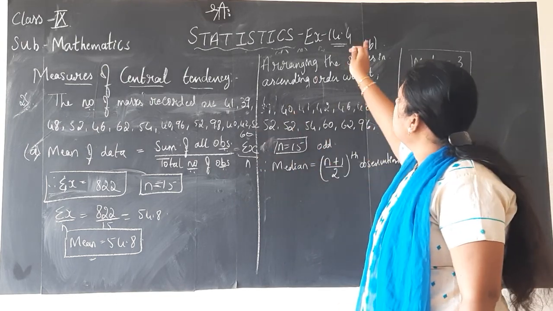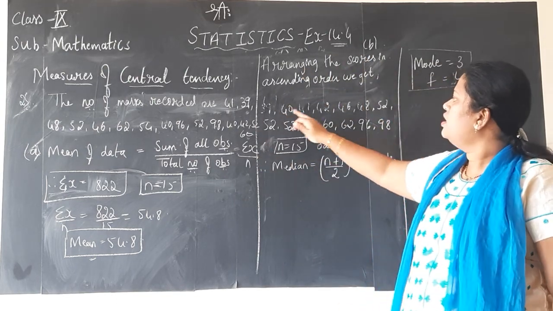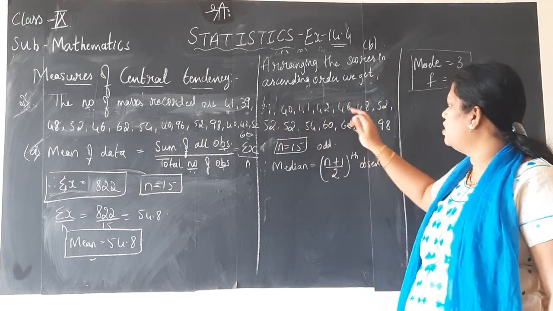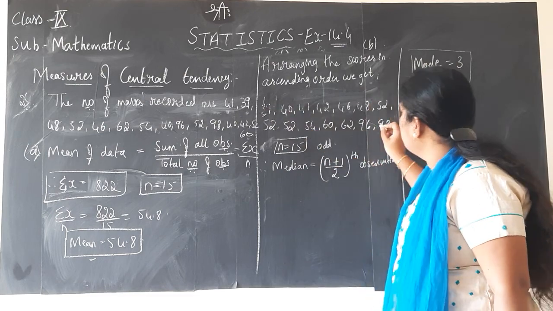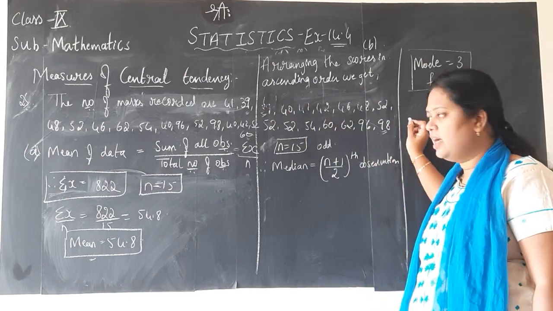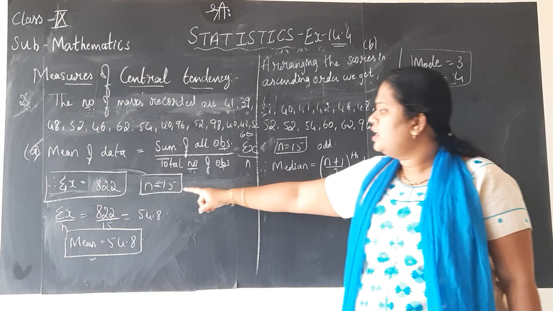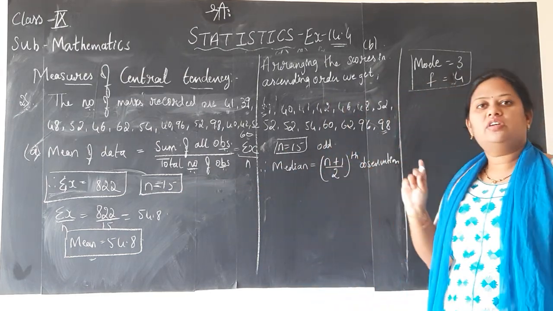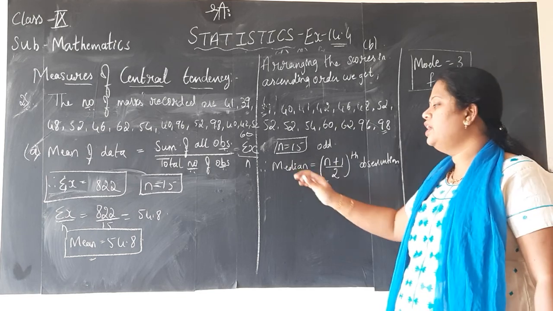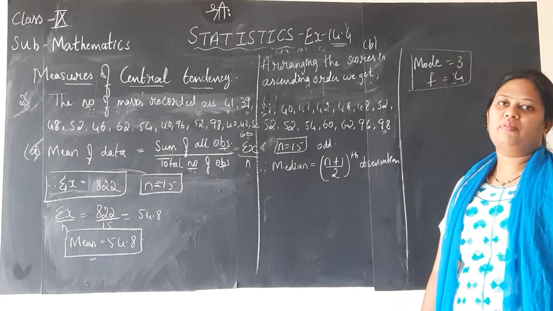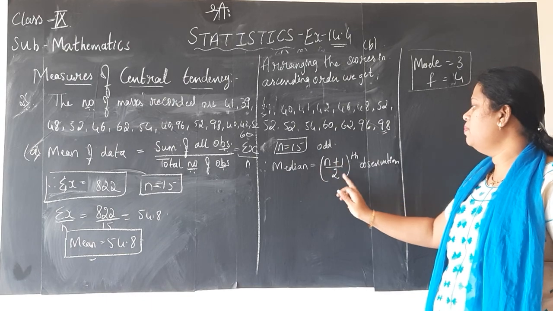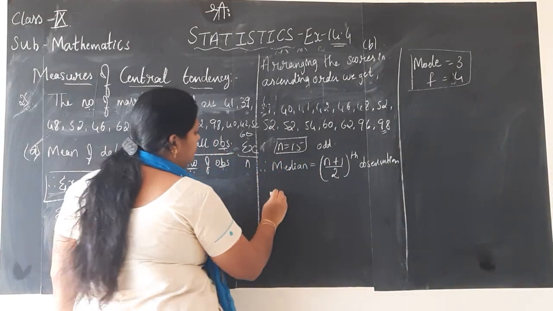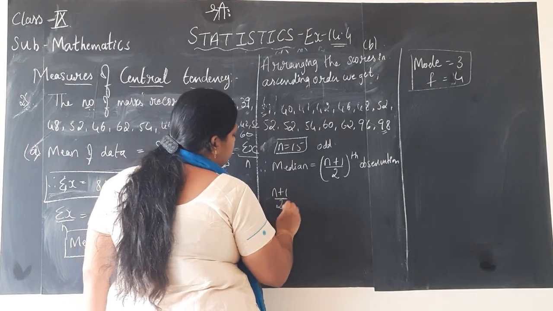Next, for the median, arranging the scores in ascending order. I have arranged them in increasing order: 39, 40, 41, 42, 46, 48, starting from 39, the lowest score, to the highest score, 98. And since I know n equals 15, it is odd. Whenever you get n as odd, children, you are on the safer side. Why? Because finding the median is very easy for an odd number of scores. Median is simply the (n plus 1) by 2 th observation. Hence, we will now find what is (n plus 1) by 2.